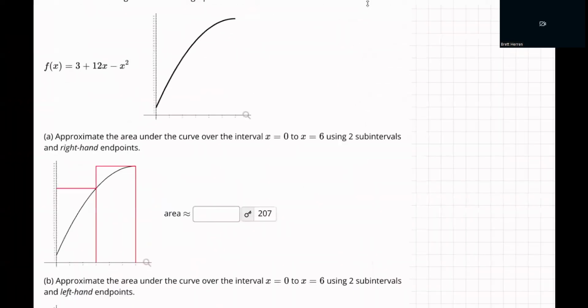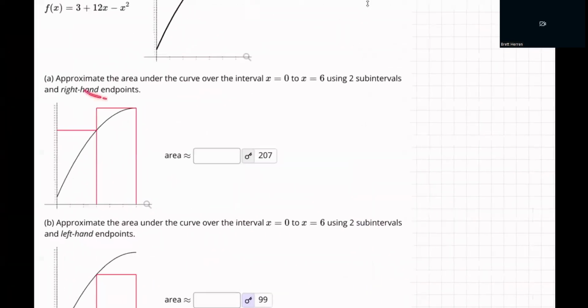Okay, and what we're going to do on part A here. I want to approximate the area under the curve over the interval 0 to 6 using only two boxes, two subintervals, and right-hand endpoints. See how this rectangle's upper right-hand corner hits the curve, and the second rectangle's upper right-hand corner hits the curve? So both those rectangles are right-hand endpoint rectangles.